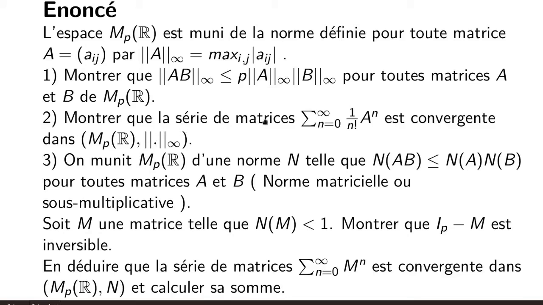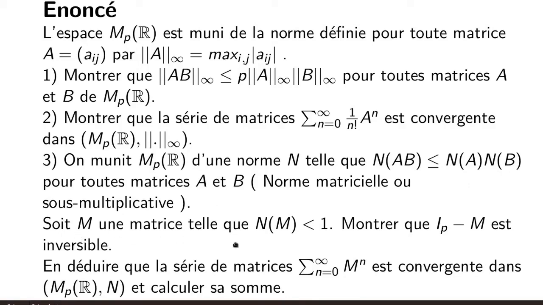Second question, show that the series of matrices with general term 1 over n factorial A to the power of n is convergent in this space M_P(R) equipped with the infinity norm defined here. Third question, we now equip M_P(R) with a norm N that satisfies the condition that the norm of AB is bounded by the norm of A times the norm of B. This is what is called a matrix norm or submultiplicative norm.